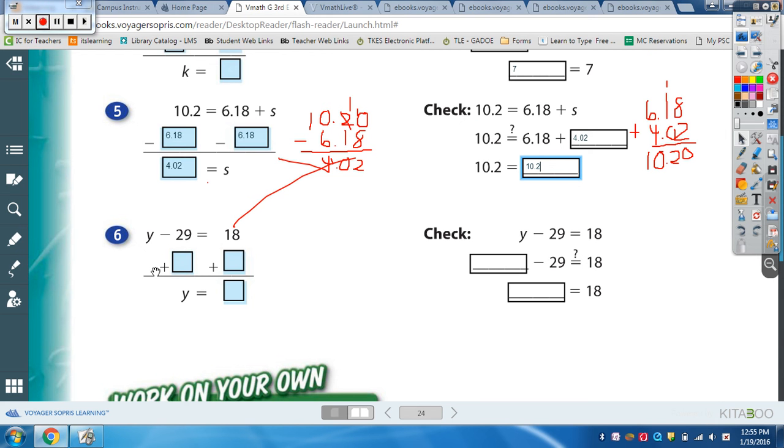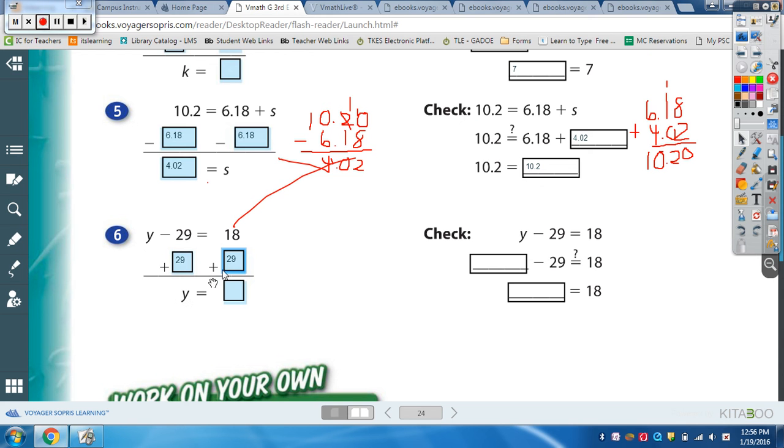Number 6. Let's have a look. Y minus 29 equals 18. Well, once again, we have to get y isolated or by itself on one side of the equation. In this case, we are subtracting 29 from y, so the opposite of subtraction is addition. So we have to add 29 to the left-hand side of the equation. If we add 29 to the left-hand side, once again, we must add it to the right-hand side of the equation. Therefore, negative 29 plus 29 cancels itself out, becomes 0.